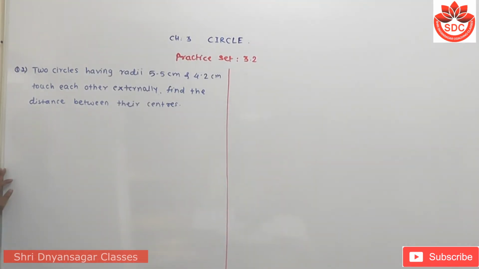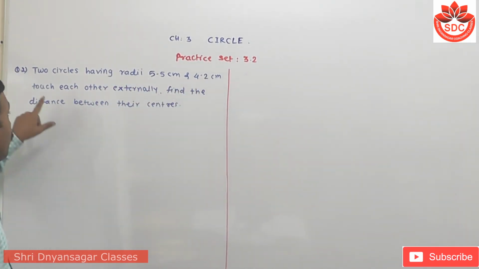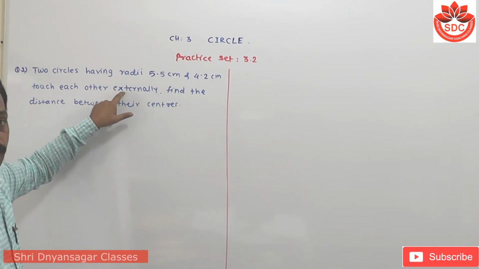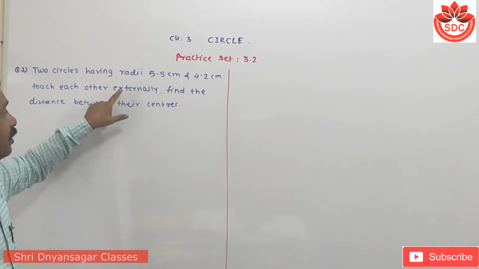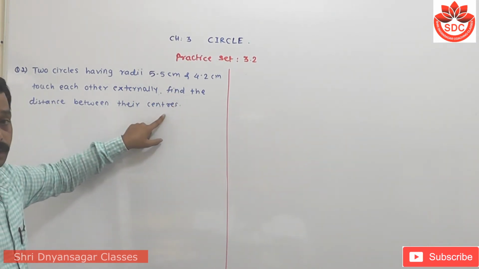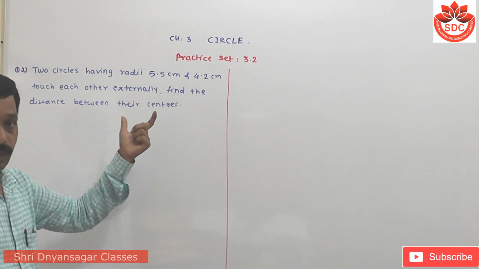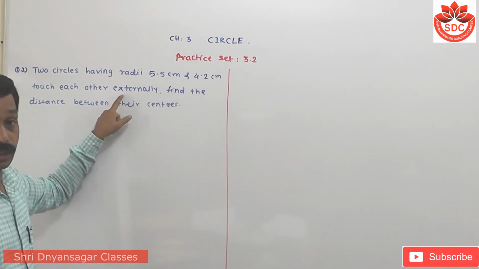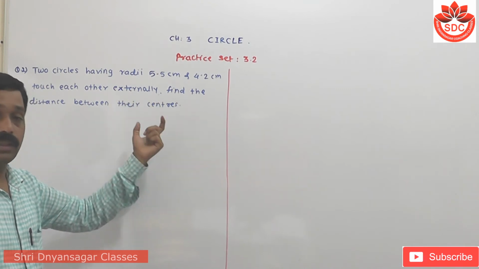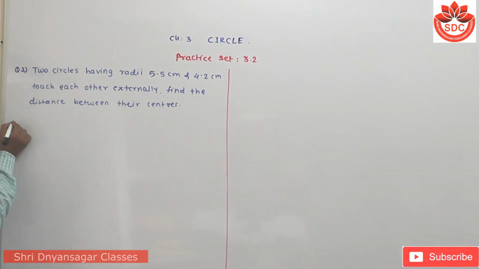The second question is: two circles having radii 5.5 centimeter and 4.2 centimeter touch each other externally. Now the first question is internally and the second one is externally. A little bit of difference between these. Find the distance between their centers. Now student, in internal touching we take the subtraction. For externally touching circles you have to take the addition of these two radii. Here, same question as the first one, the only difference is external.